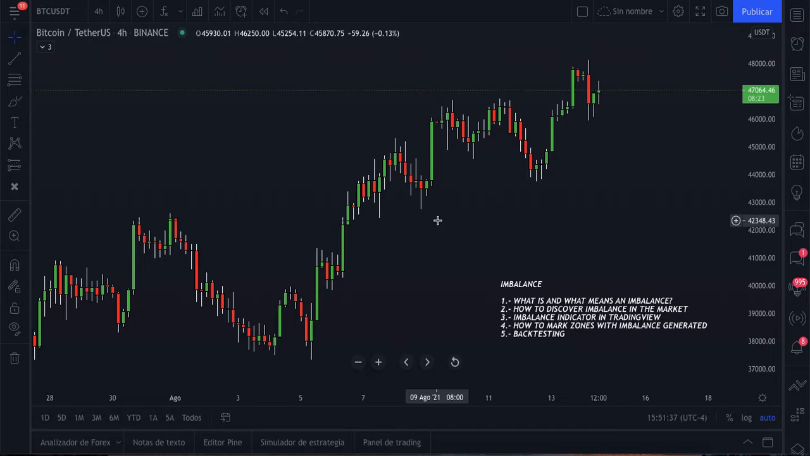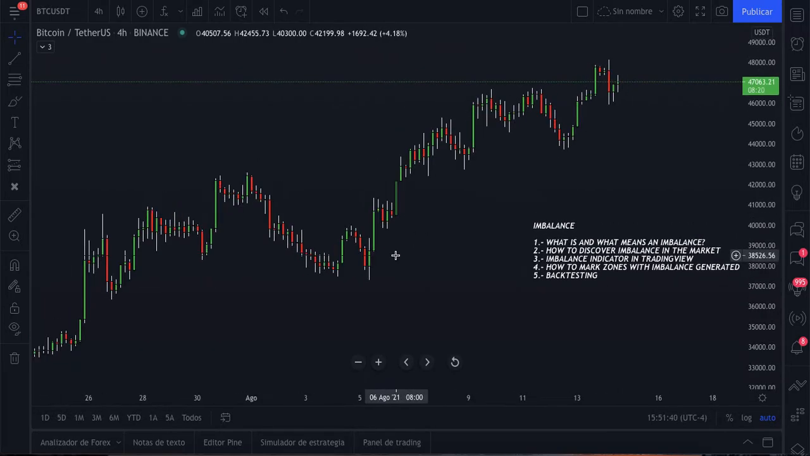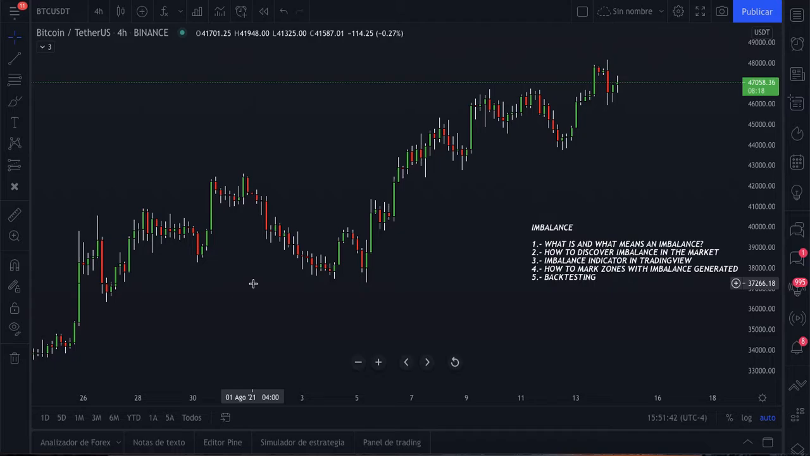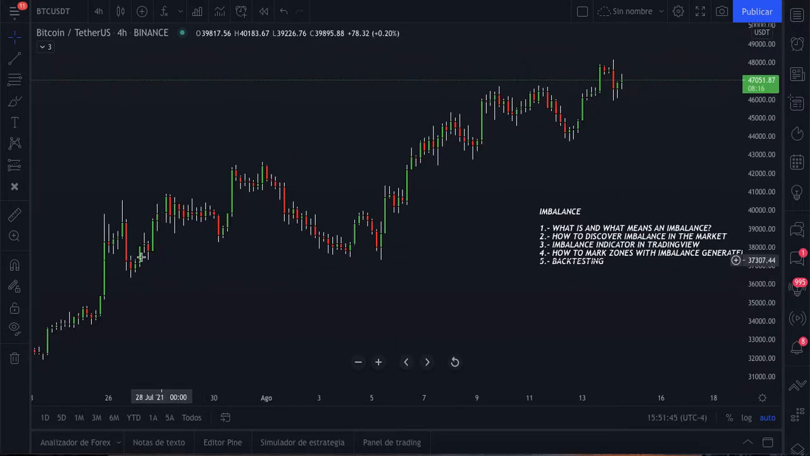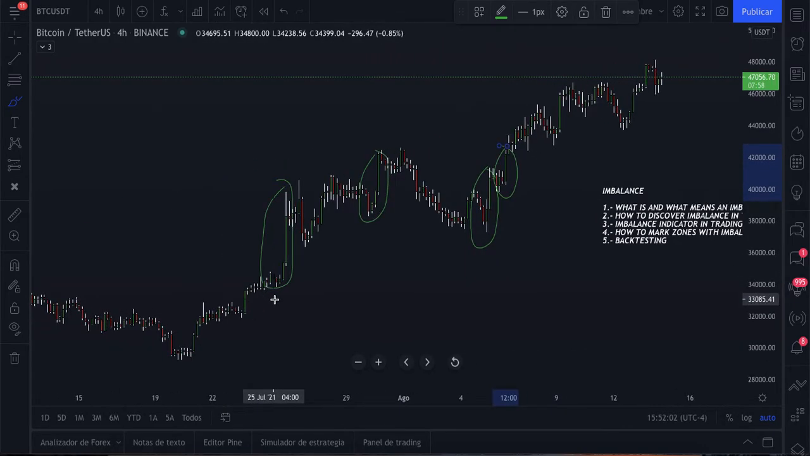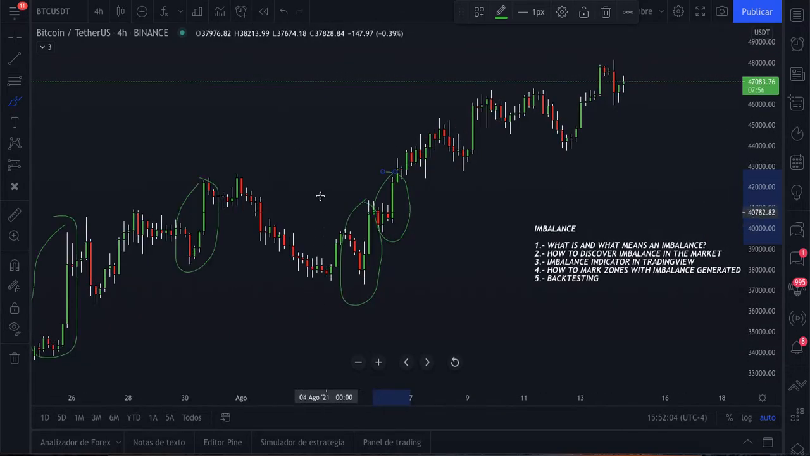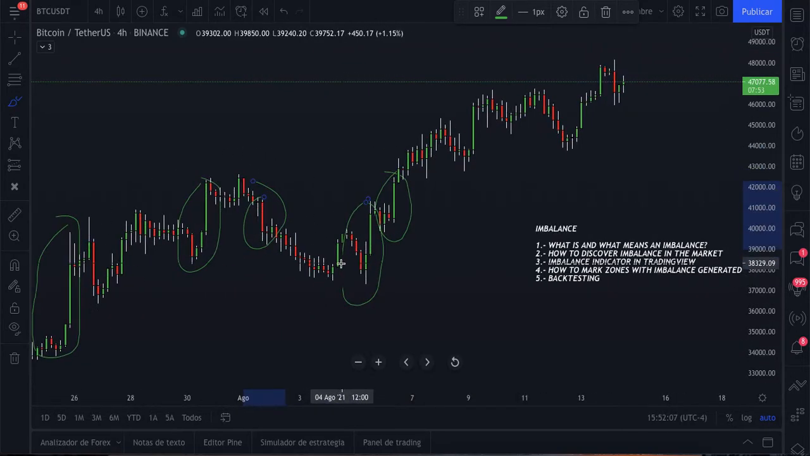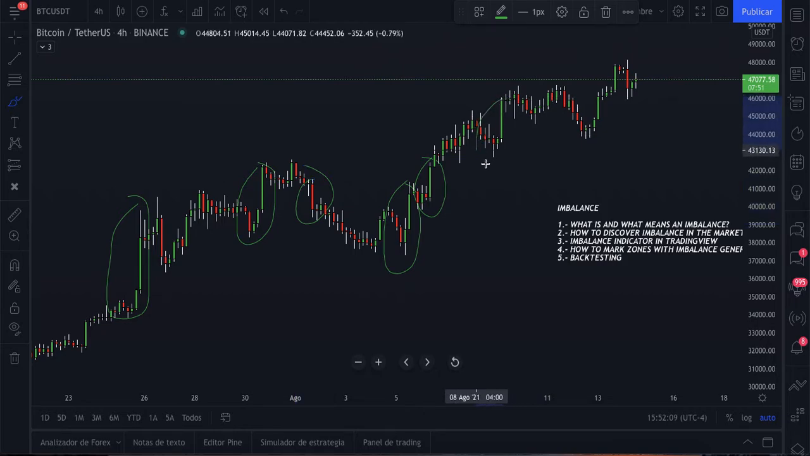The second point would be how to discover an imbalance in the market. Basically, one of the biggest confirmations that I like to see is an explosion. Okay, I want to see an explosion of the price. So it will be something like this when we have big candles, or one, two, three candles to one side. Big candles give us a lot of information about it. So we have these types of situations in the market all the time.